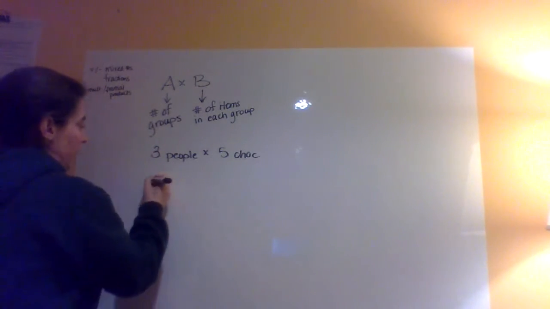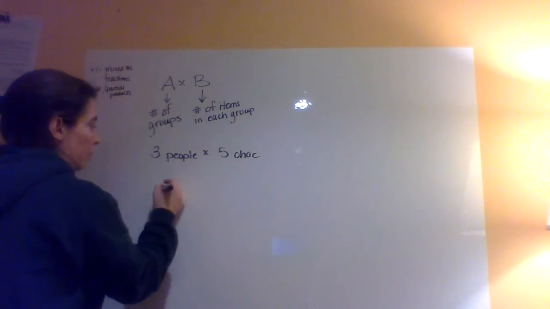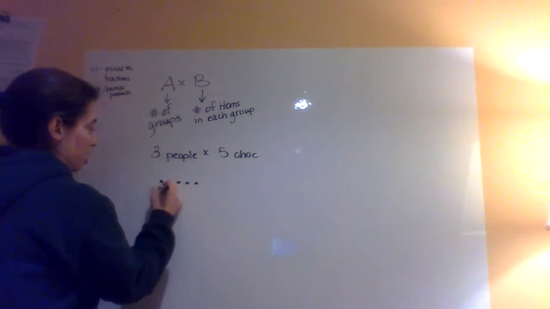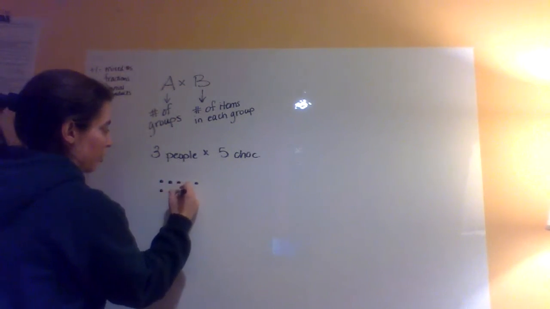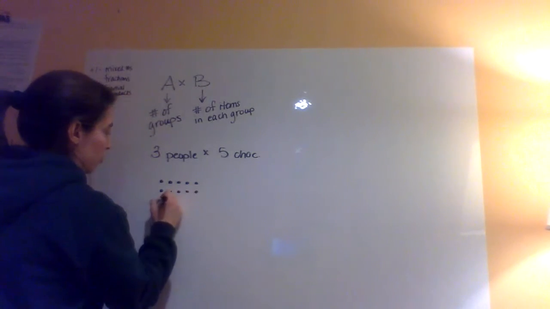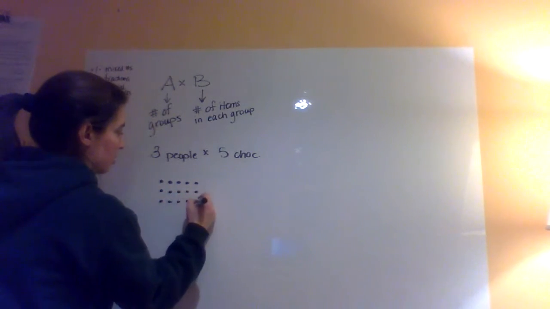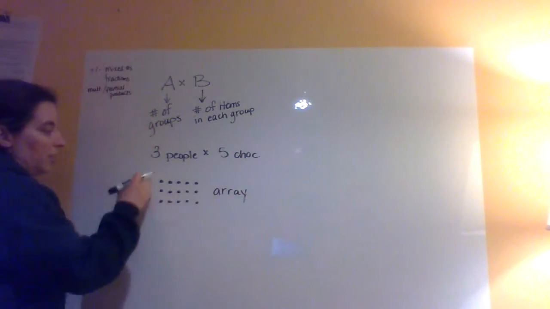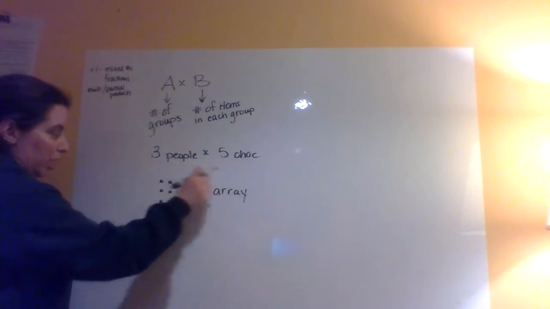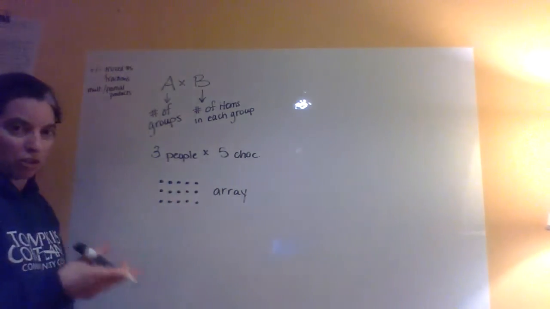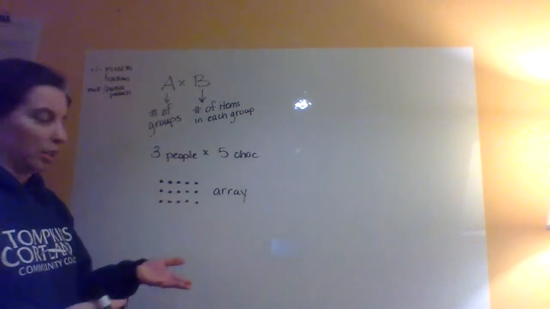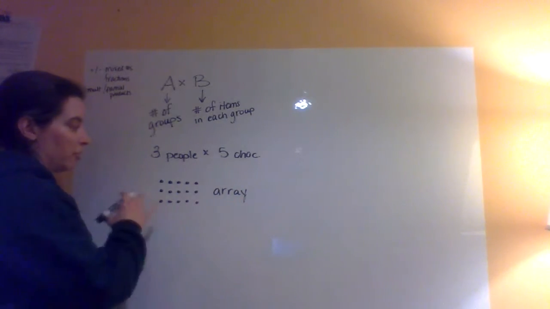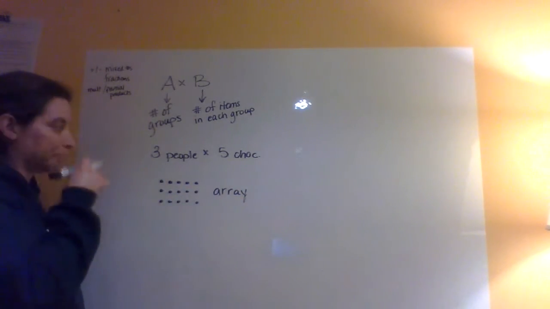If I want to draw this out, we could say that we have 3 groups or 3 people, and each of those is going to be a row here, and we call this an array. Okay, and this is 3 by 5, right? 3 groups. In this case, each group is the group of chocolate that a person gets. So 3 people, 5 items. So 3 by 5. You can see there are 15 things in that array.